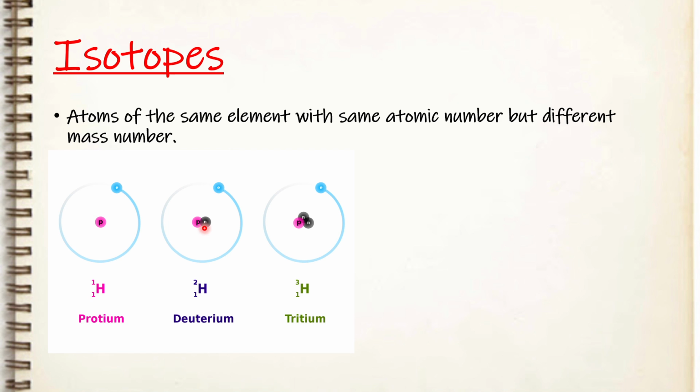In this example, we have isotopes of hydrogen. Protium, deuterium, tritium all have the same number of protons, that is 1, but different number of neutrons. Protium having 0 neutrons, deuterium 1, and tritium 2.